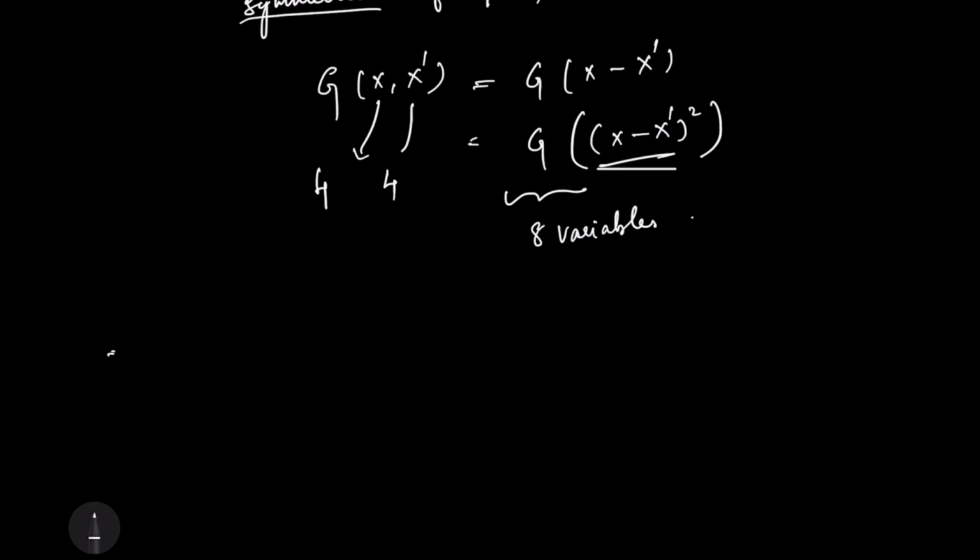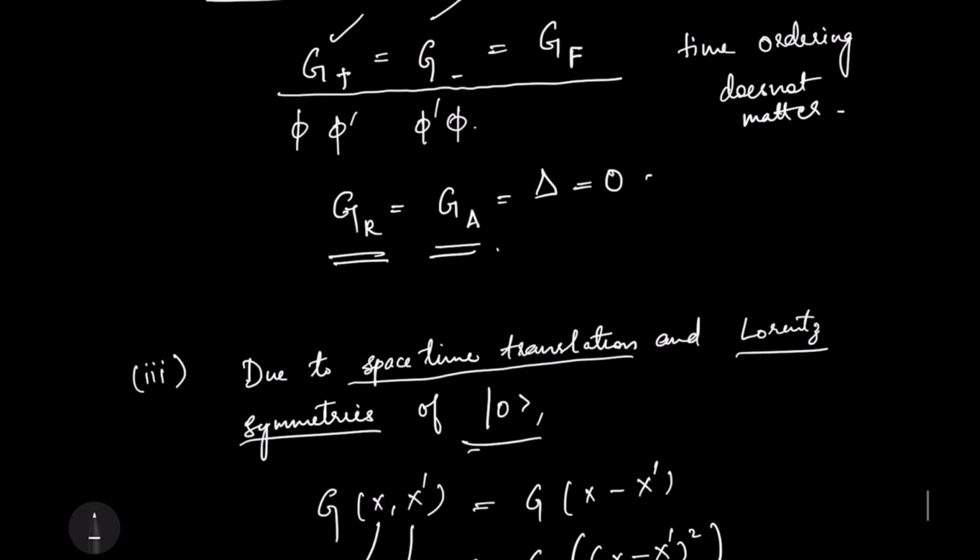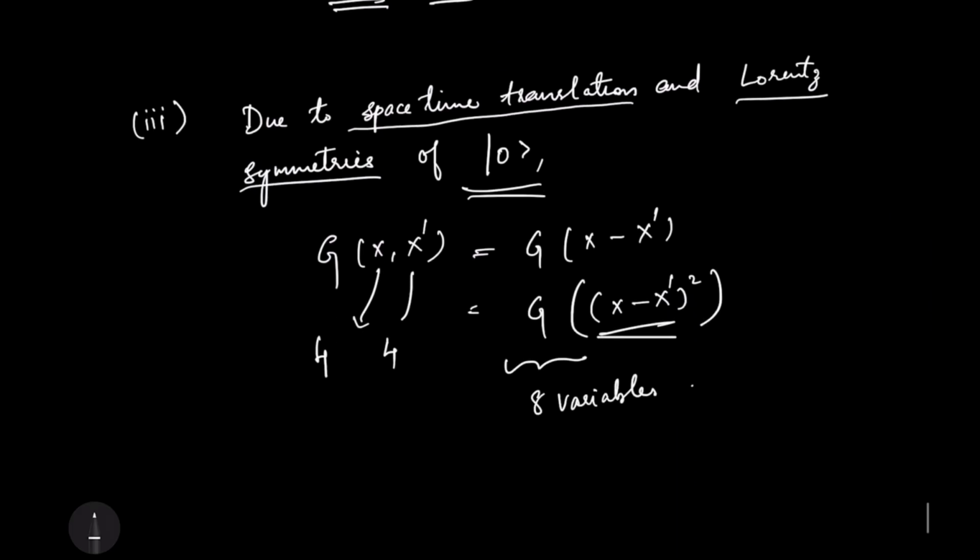Whenever you have a translational symmetry, the choice of reference point does not matter. Only the separation between x and x prime matters. So x can be at the origin, x prime can be at some other point. x can be at any point, that does not matter. Only the separation between x and x prime is what matters. This is always true, but only in the vacuum state, which has the property of space-time translation and Lorentz symmetries. So the vacuum state is invariant under the above transformations.